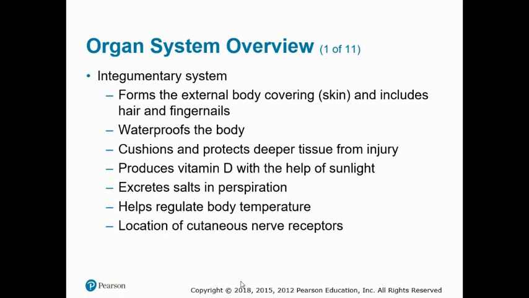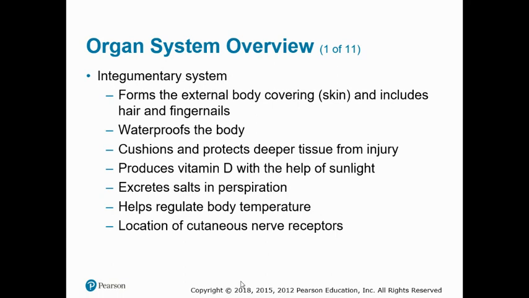Some functions of your integumentary system are to waterproof our body so that we don't desiccate. If you're not sure what desiccate means, it means dry out. It also helps cushion and protect our deeper tissues from injury, so we do have that first layer of protection in our skin. It provides vitamin D with the help of sunlight, and it excretes salt in perspiration, which means you get rid of salt whenever you sweat.